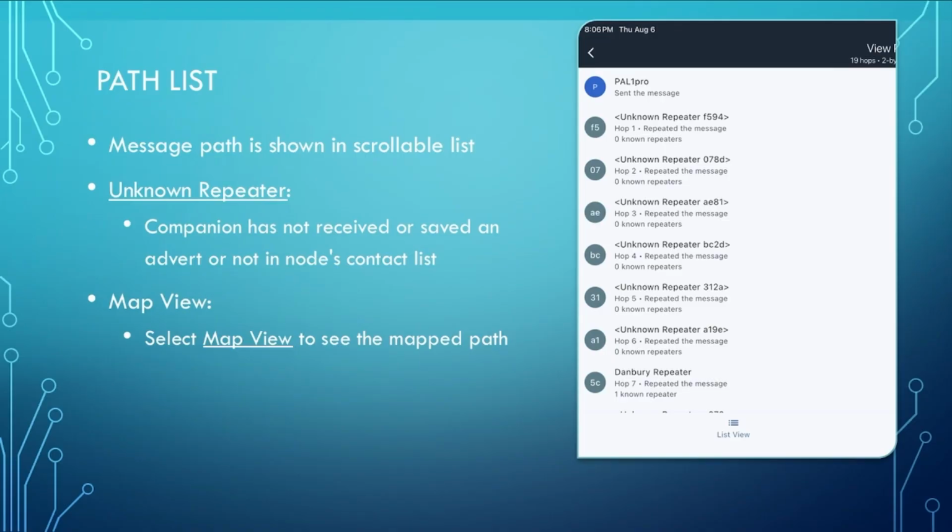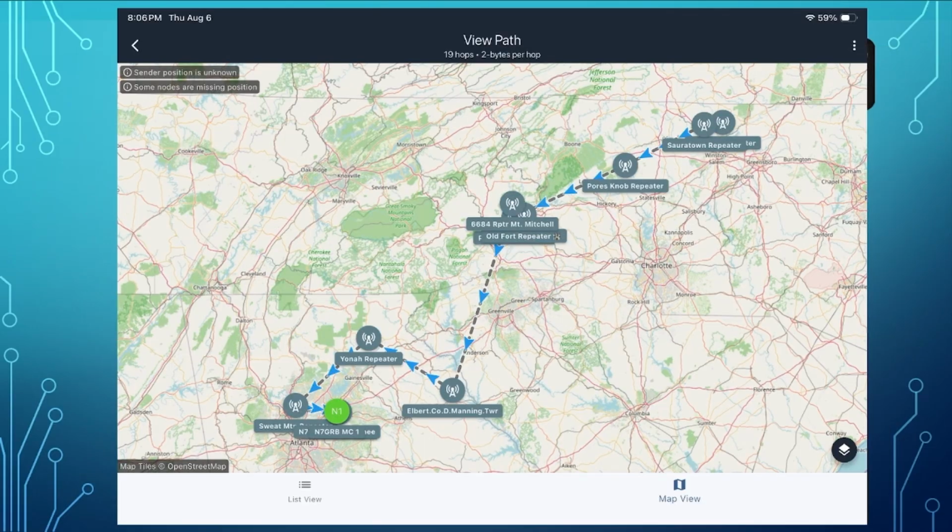So that's the listing. And now at the bottom right of that particular page, you'll see a view map or map view. Select that, and that will bring up a map with a path. Now, a few of you that are trying this, it's probably not working.